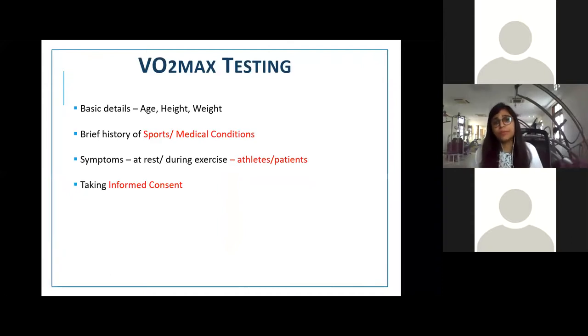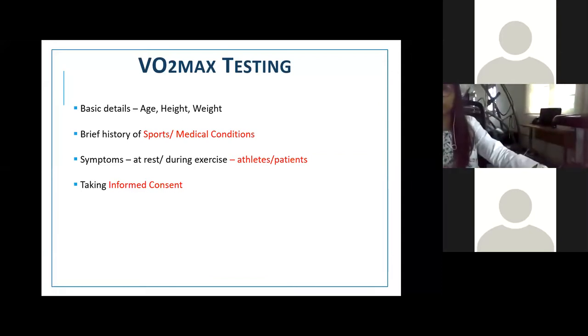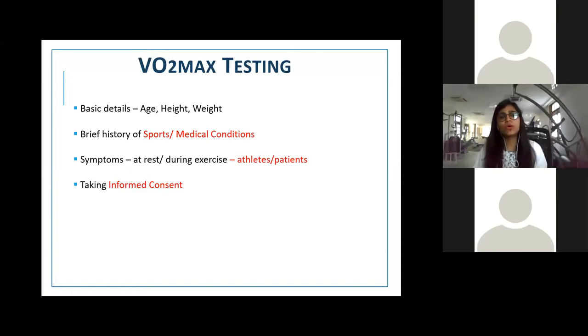Now, if we begin the process of VO2 max testing, this is how we go about it at our department. First is to take the basic details of age, height, and weight. These are important because, as you can see, this is the computer behind where we do the data entry, and it has the software for VO2 max testing. It takes the person's height, weight, and also the age, exact date of birth and everything, to reflect and correlate the values. Then history about sports or medical conditions.